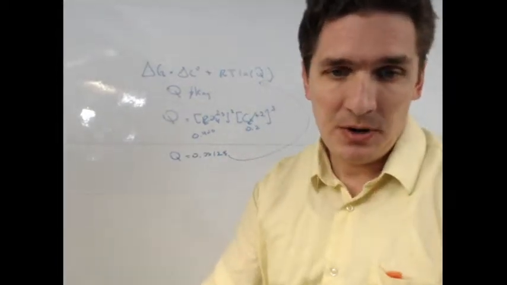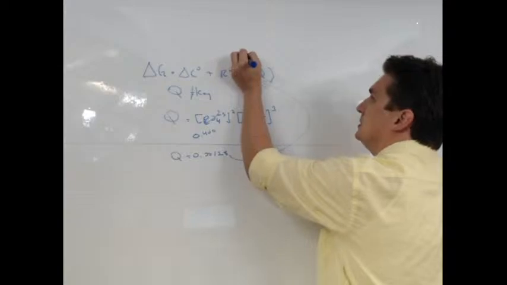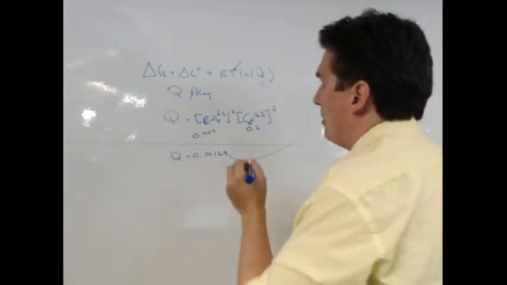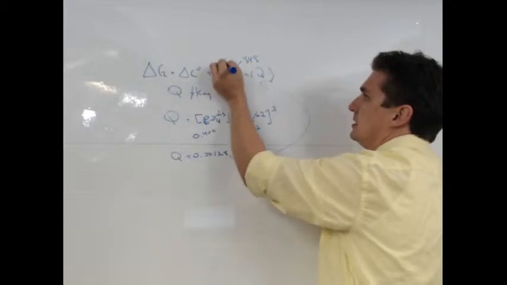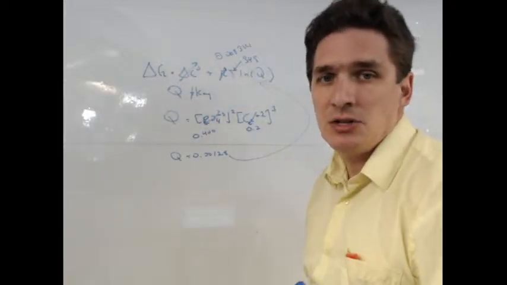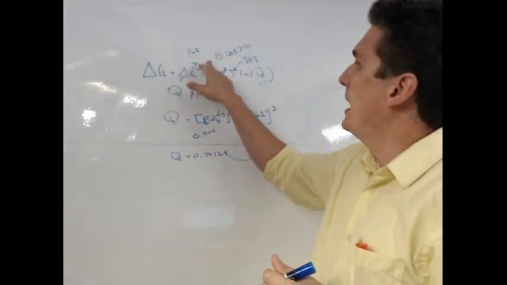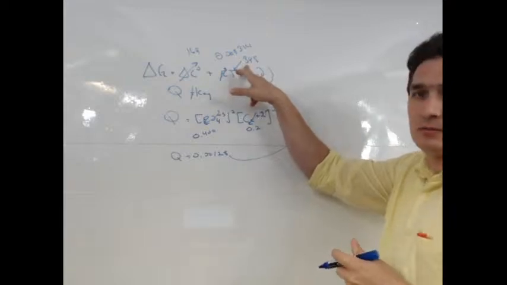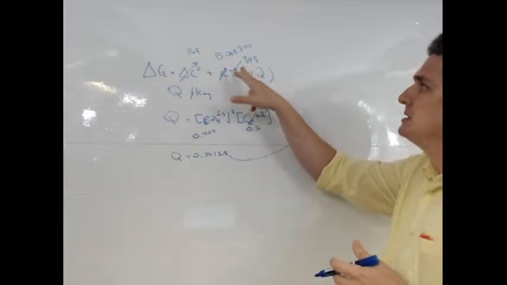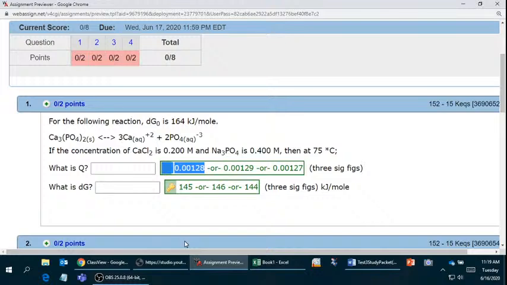We're given the temperature in this problem as 75 degrees C, so this needs to be converted by adding 273 to get 348 Kelvin. R is 0.008314, and the free energy change delta G naught is given to you as 164 kilojoules per mole. So you take your 164, add 0.008314 times 348, I'm assuming that's what 75 plus 273 is, times the ln of whatever number you get for Q. In the case of this problem, when you work it out, you'll get that the delta G is 145.